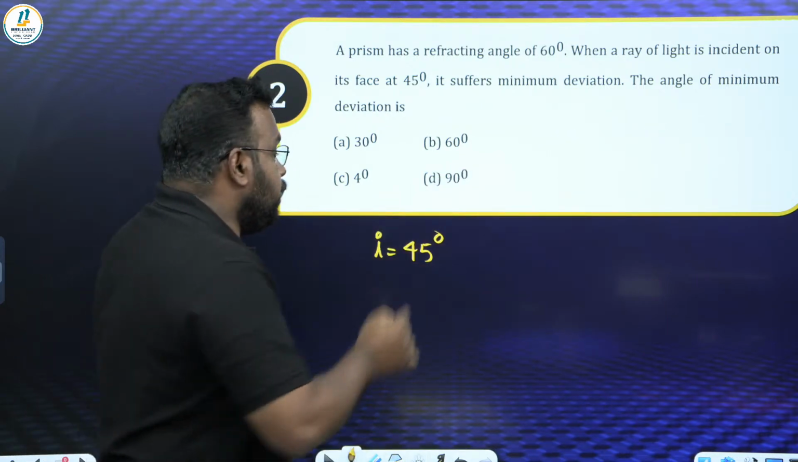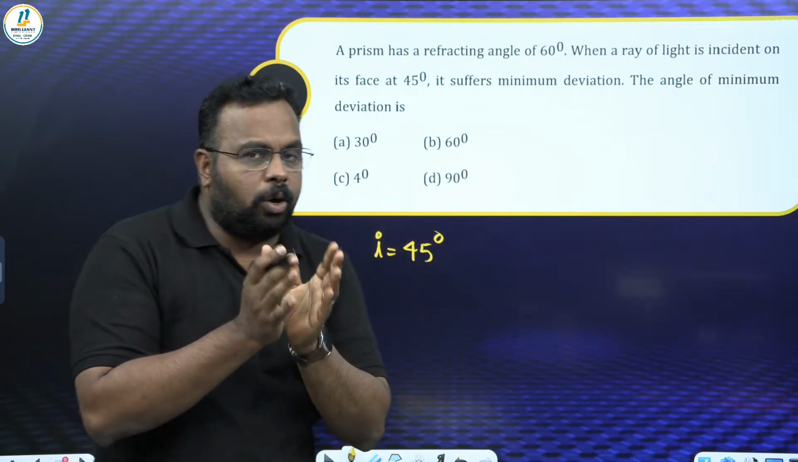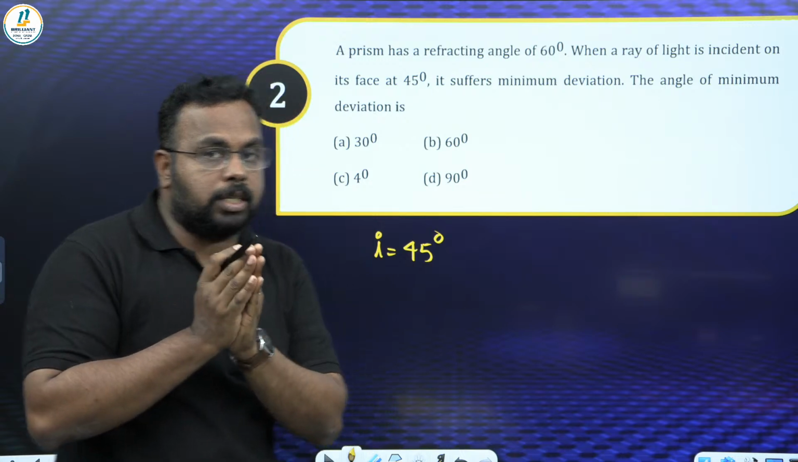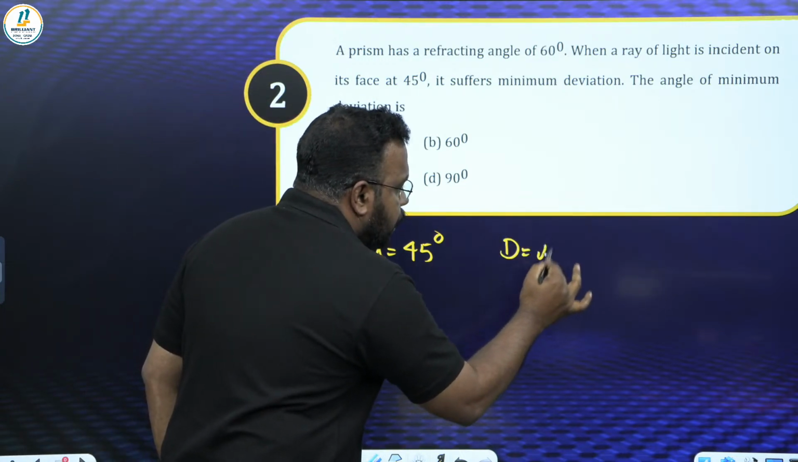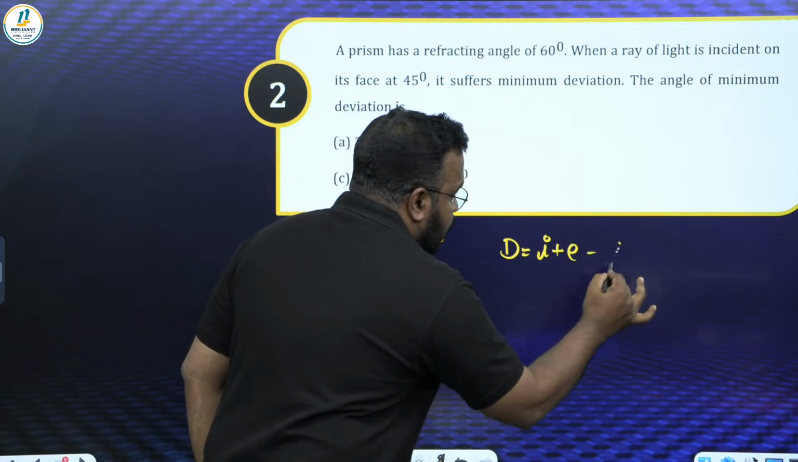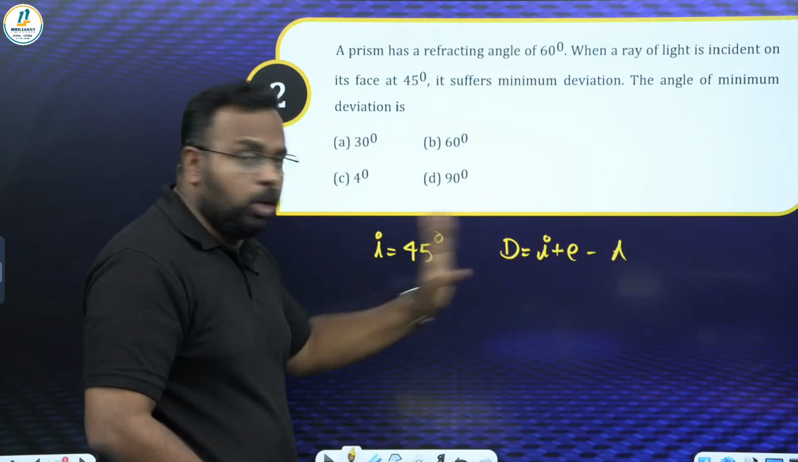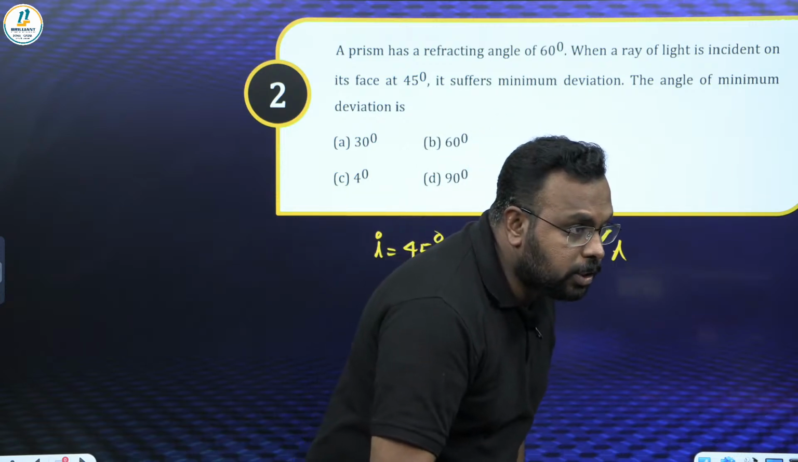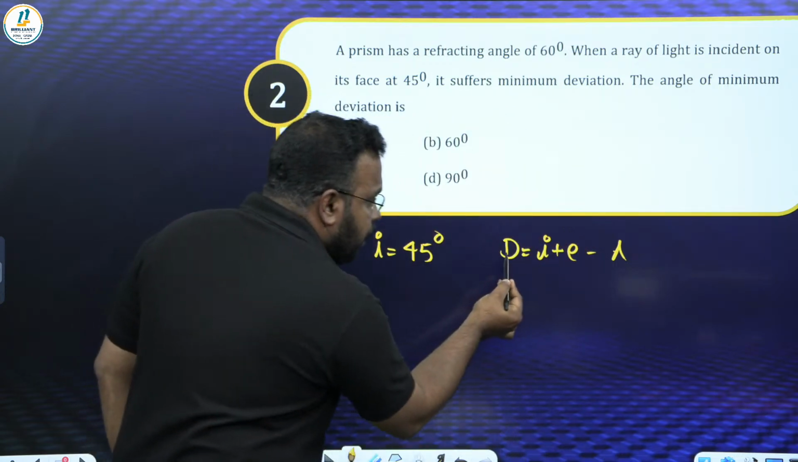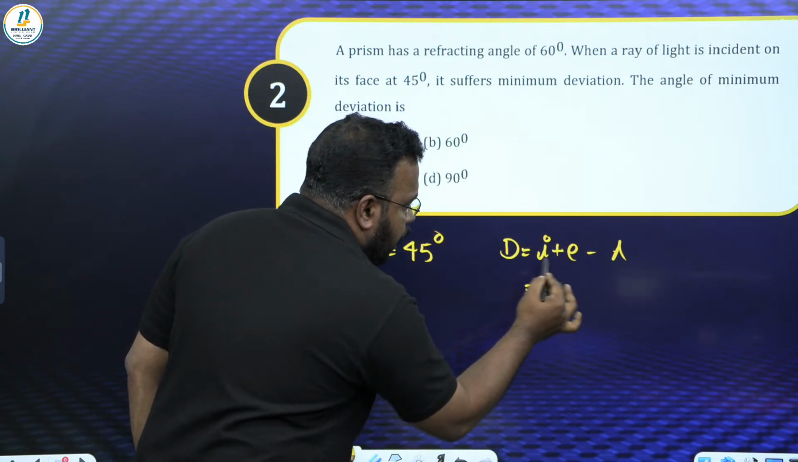Hope you remember, in that long derivation I told you in the class, we have to focus on one equation: D is equal to i plus e minus A. Small d is equal to i plus e minus A. Yes, you can comment your answers. So at minimum deviation, capital D, it will be i is equal to e.